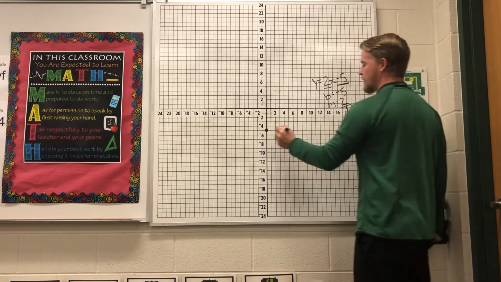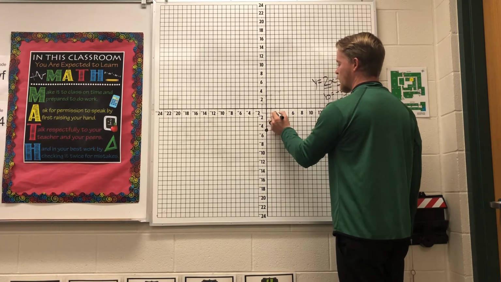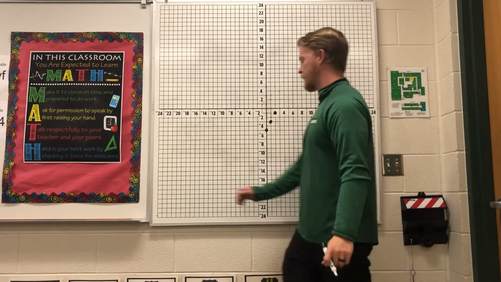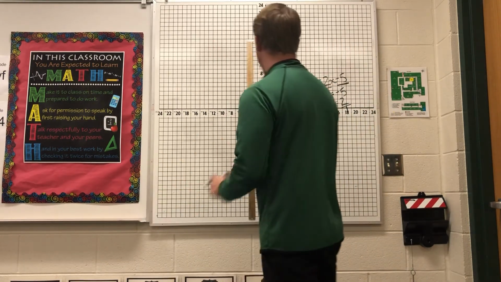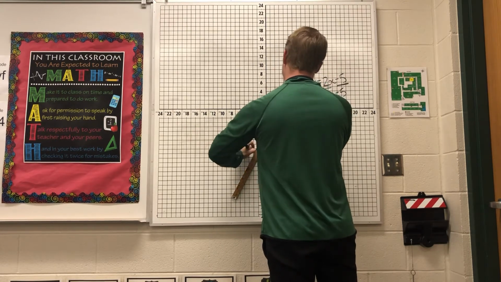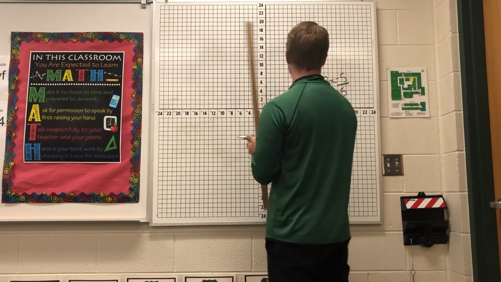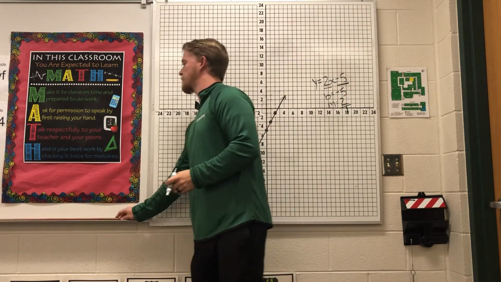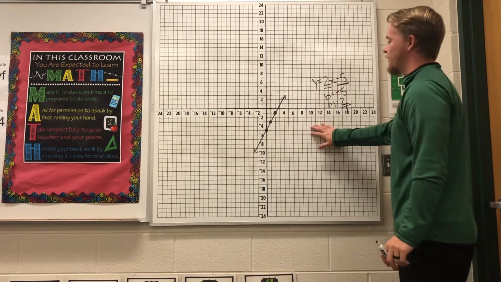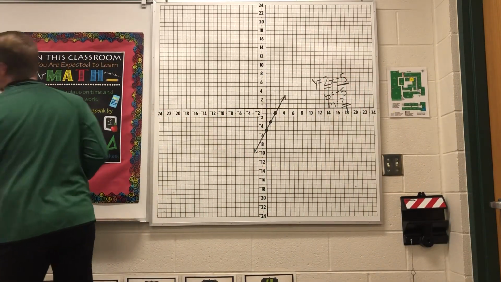2 over 1 means from this point I rise 2, run 1, like that. And I can do it again, up 2, run 1. And from there, I'm going to connect or draw a line through these points. And there's your graph for this one. So 2x minus 5 is represented by that line. So let's look at the next one.